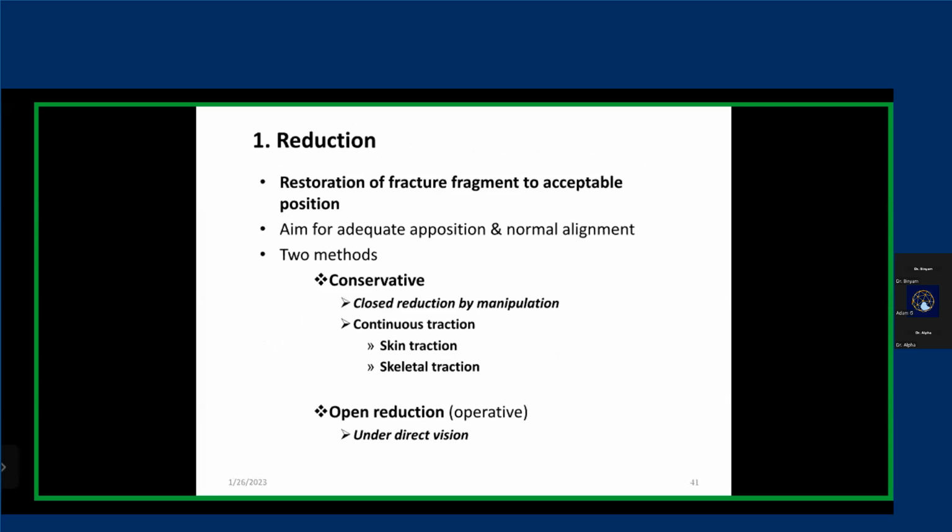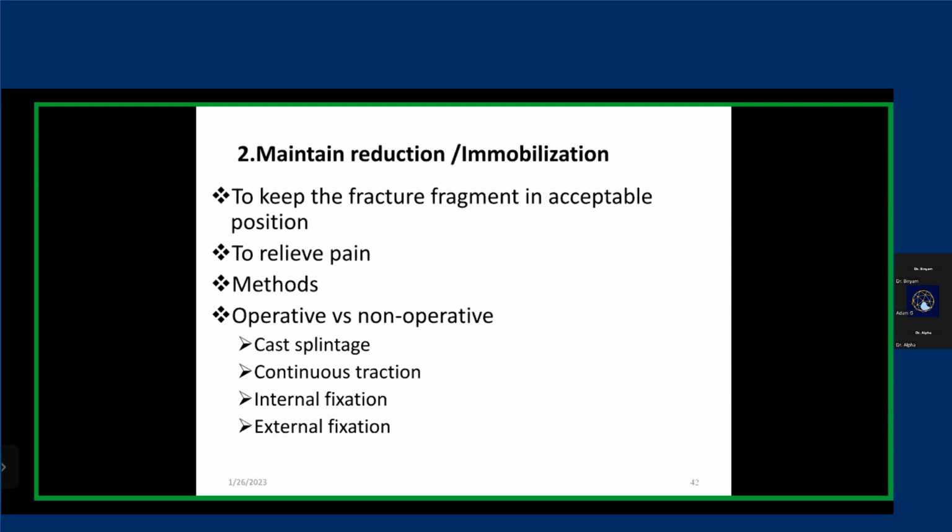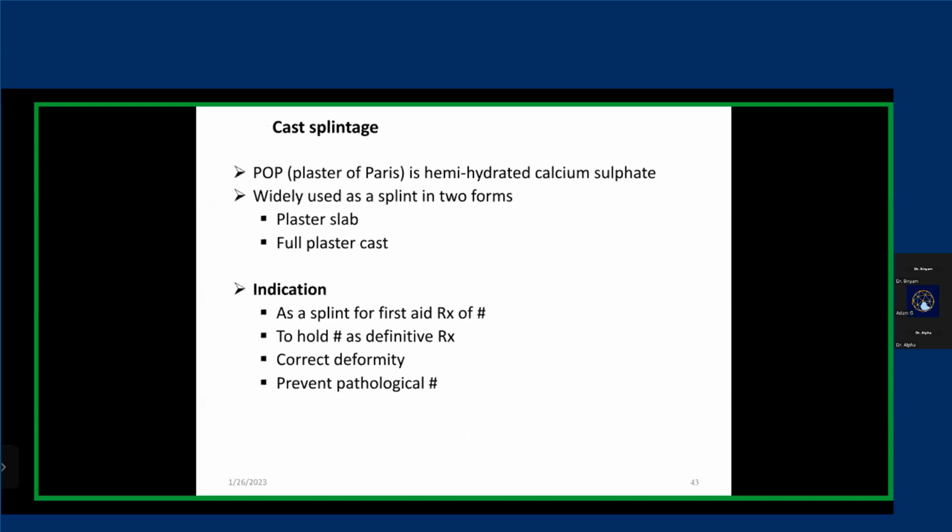So we do closed reduction for the most part in pediatric age groups, but we might sometimes need to do an open reduction and internal fixation. For reduction, we might use manipulation and also methods like traction. In children, we use skin traction. To maintain our reduction, we immobilize. And to immobilize, we might again use operative or non-operative techniques. Usually in pediatrics, we cast and also maybe apply traction. Rarely do we operate unless there is a clear indication.